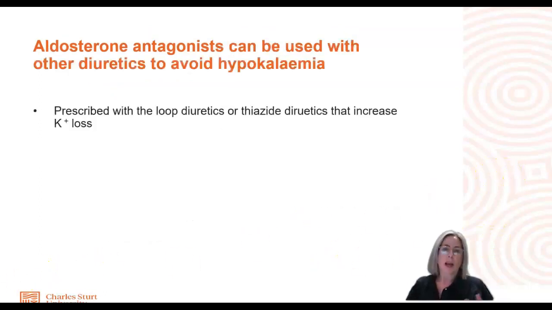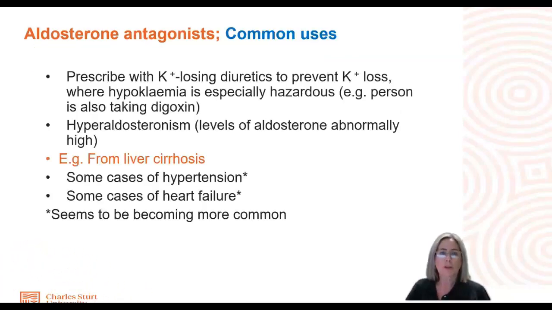As I mentioned, one of the benefits of using these drugs is they can be used in combination with other diuretics to avoid that hypokalemia. So they are often prescribed with loop diuretics or thiazide diuretics for this reason. So common uses for these drugs are as follows. They can be prescribed with potassium-losing diuretics to prevent potassium loss. And this is particularly important when hypokalemia is especially hazardous. So if somebody is also taking digoxin, hypokalemia is very dangerous because that's going to increase the effect of the digoxin.